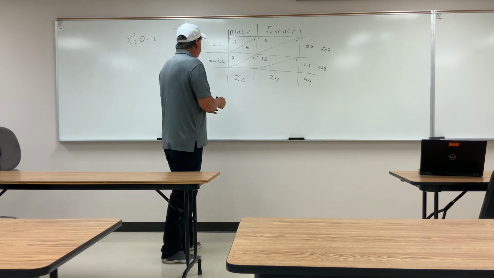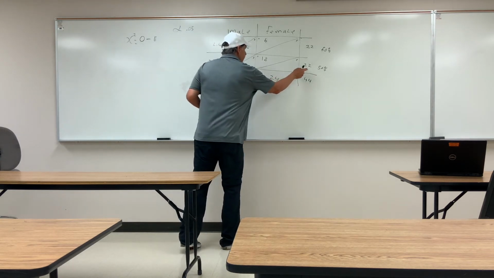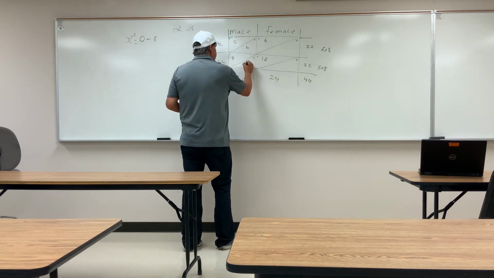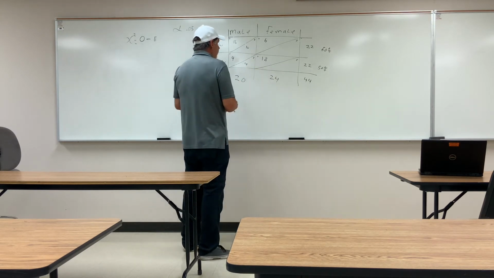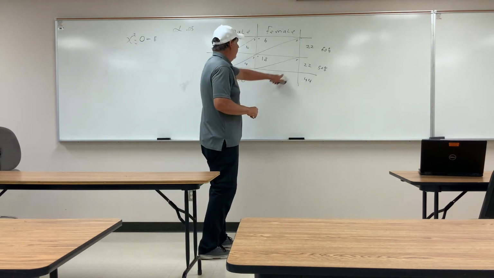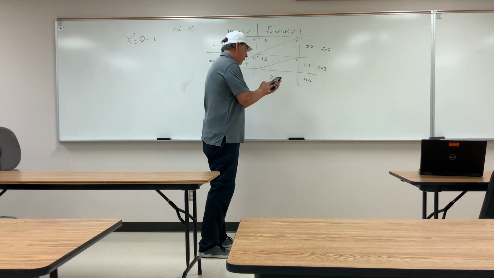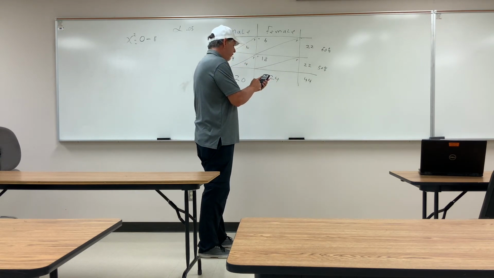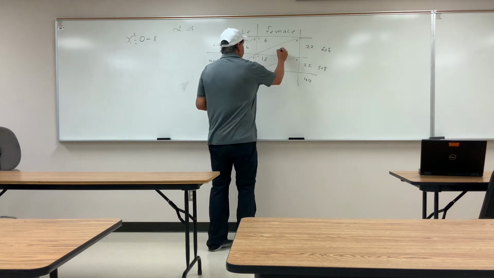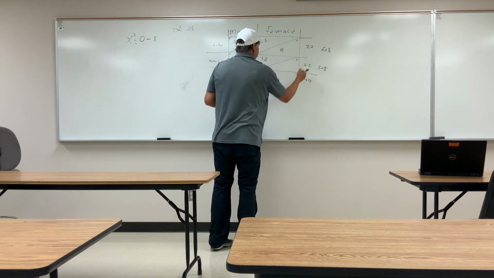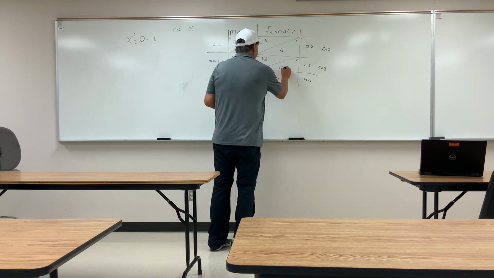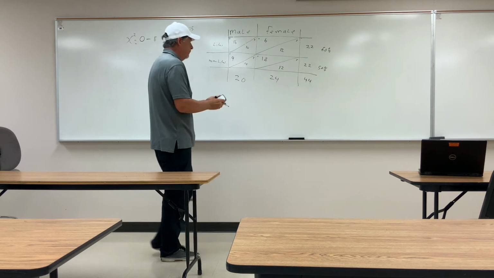I'm going to do the same thing with this number here. Since it's the same, it's going to be 10. Now I'm going to do the same thing here. So 24 times 0.5 is equal to 12. This is the same number, so it's going to be 12. So those are my expected values.